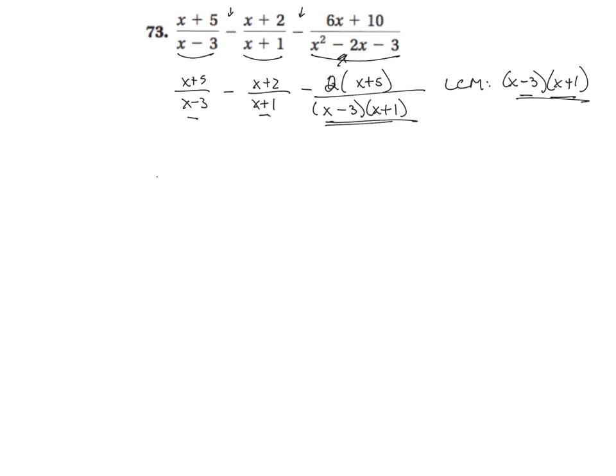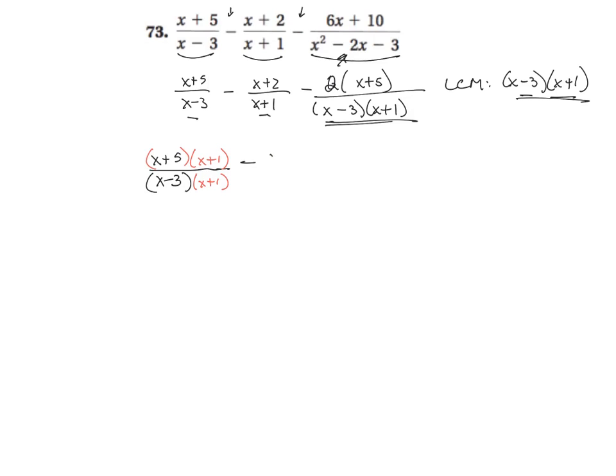So let's change this first one. It has to have an x minus 3. It has an x plus 5 up there, but it also needs an x plus 1. And that's new, so I'll put an x plus 1 there. And if I put it on the bottom, I have to put it on the top. Let's put that thing in brackets on the top.